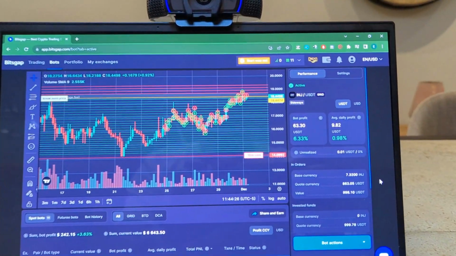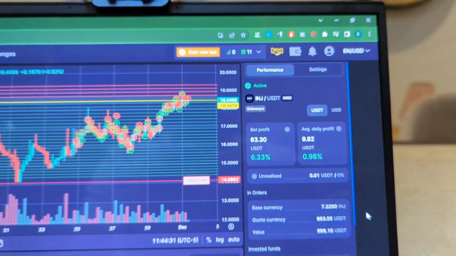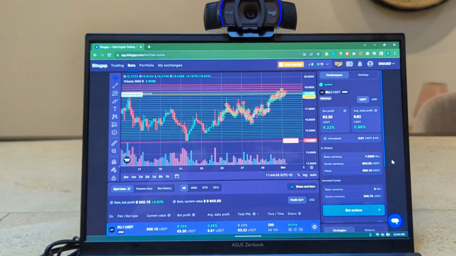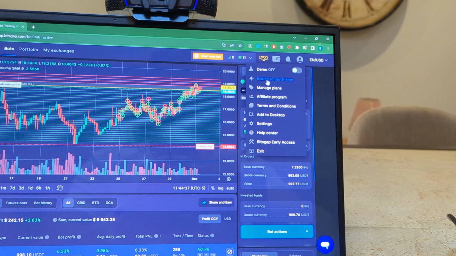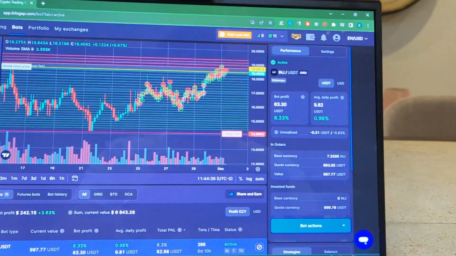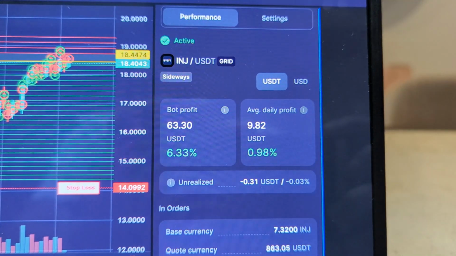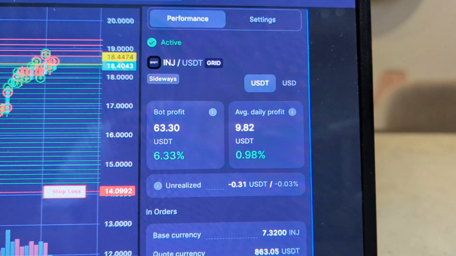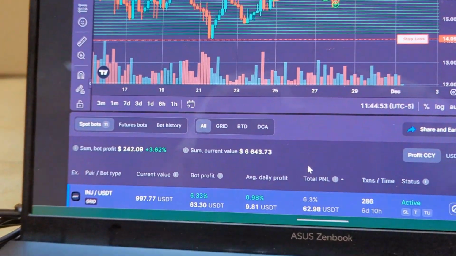Hello everyone, let me give you a quick update of ING, the bot that has been running right now for about 6 days. So here we can see ING, the same bot that I deployed on the video with you guys. Now let me show you this. So just so you know, this is again my real account. You can see this. So far the bot has made about 6.33% in profit, and it's currently making 0.98% per day. So this is the bot actively running.